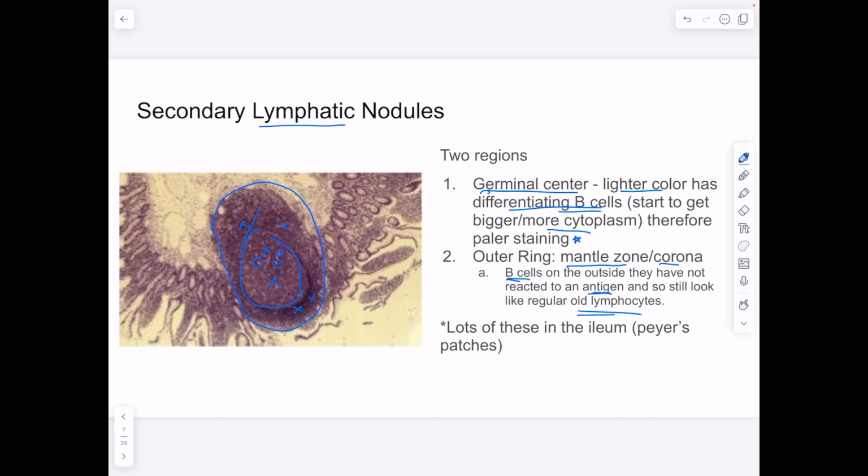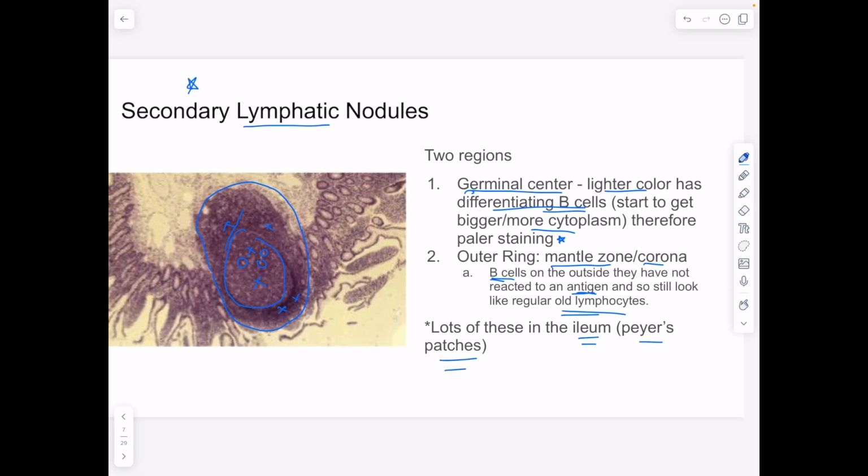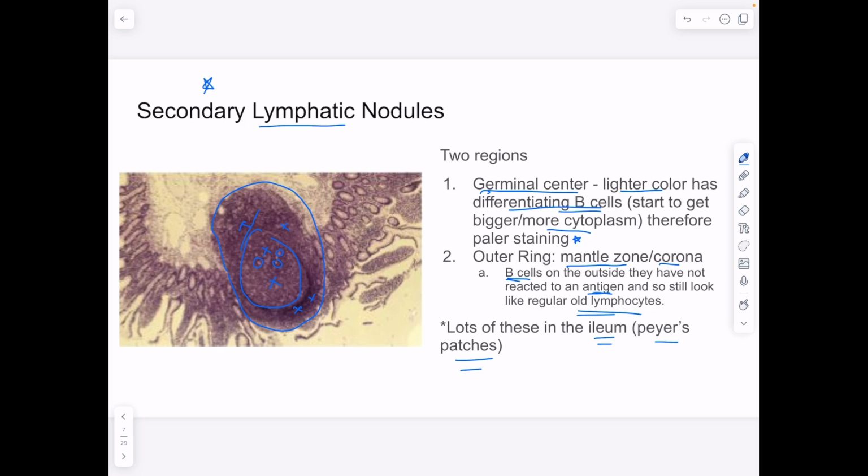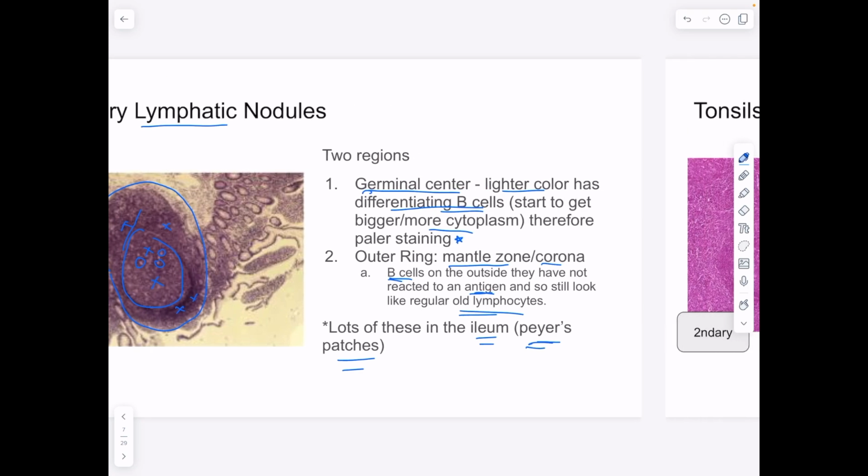Okay, and there's lots of these secondary nodules in the ileum of the small intestines, and we would call them Peyer's patches. Lots of secondary lymph nodules, and primary lymph nodules. So Peyer's patches in the ileum of the small intestine. Again, nodules do not have a capsule over them.